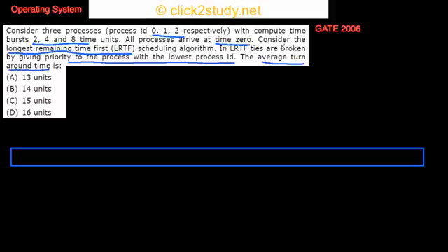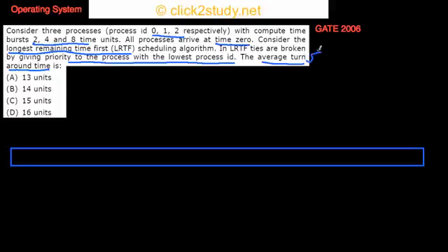Okay, so there are a couple of things out here. The first one is longest remaining time, which is clear because as the processes run on the CPU, the remaining time will decrease, and the one with the longest remaining time will get the priority. Okay, so that's one thing. And the other thing is about average turnaround time.